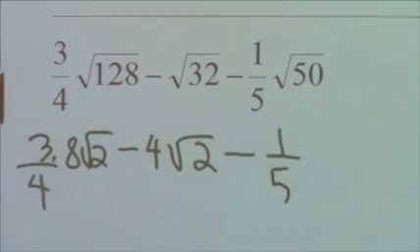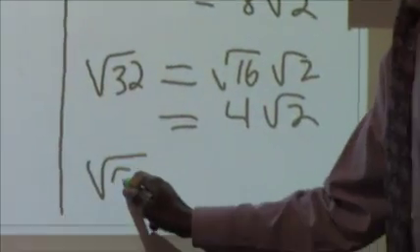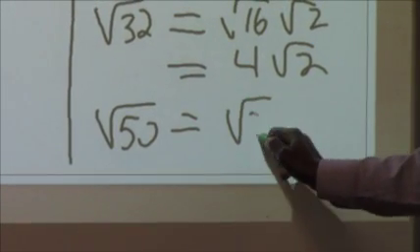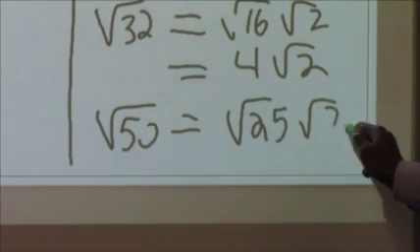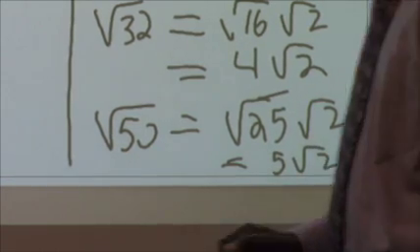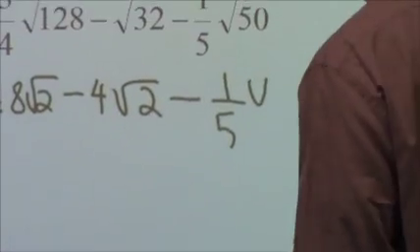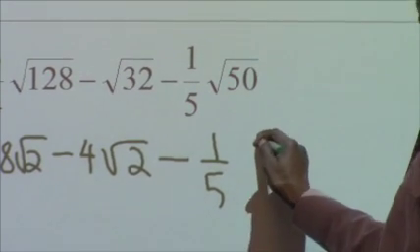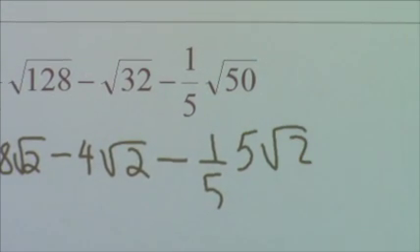Now, then I take 50. Well, again, I'm led to divide it by 2. When I do that, I have 25 and then what? 2. What's the square root of 25? 5. I have 5 square root of 2. So then over here, I have 5 square root of 2. So what do I see here?